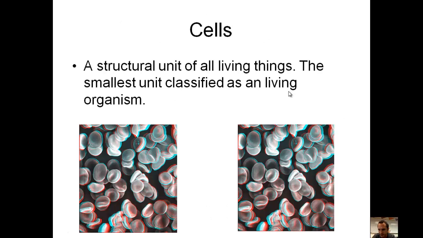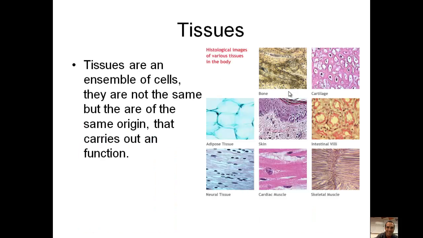And then really quick, I'm going to go through just the levels of organization. So cells, a structural unit of all living things, smallest unit classified as, so you could have a one-celled living organism. That's kind of like the basic part of cell theory. That's one of the first part of cell theory. If you add cells together, they start working together to perform different functions. So I've got a bunch of images of different internal body cells.